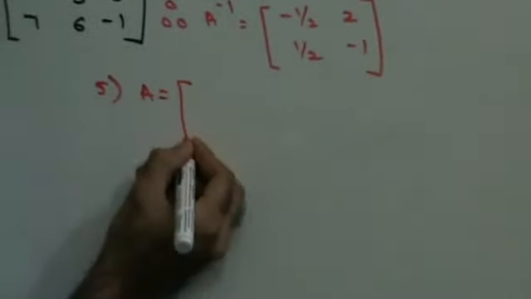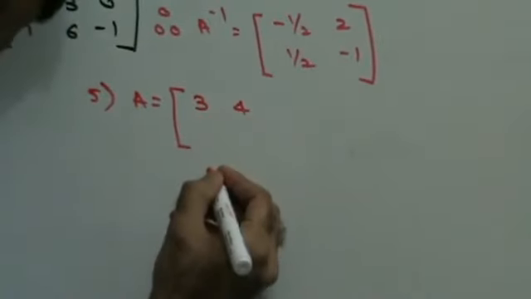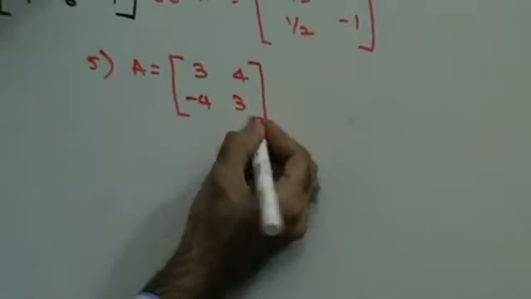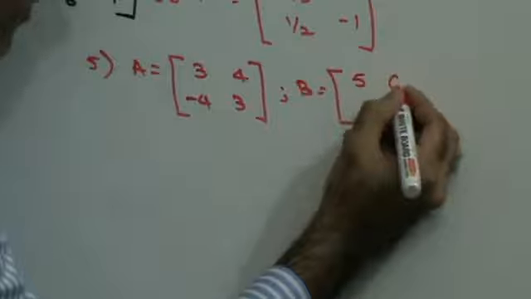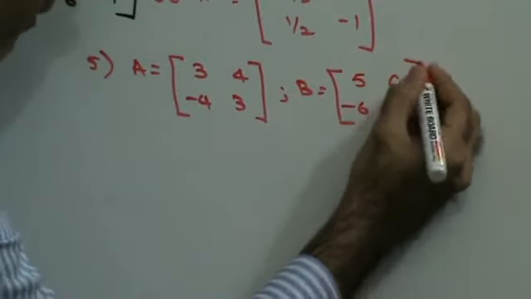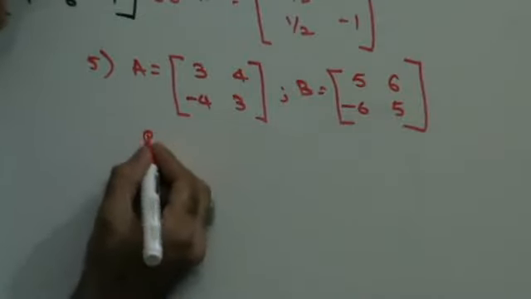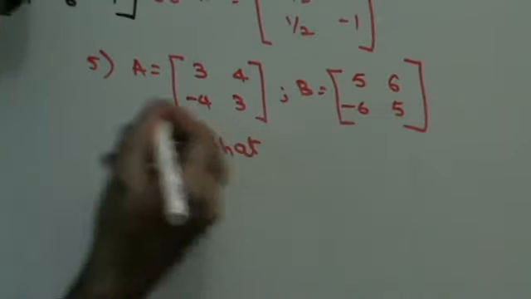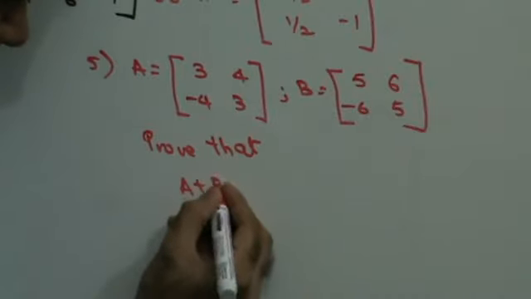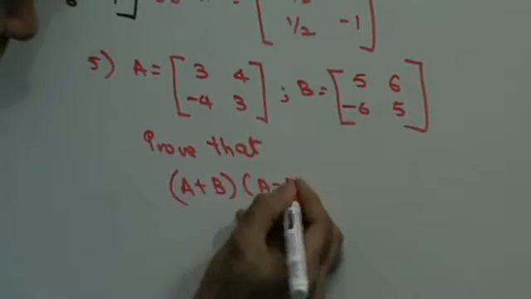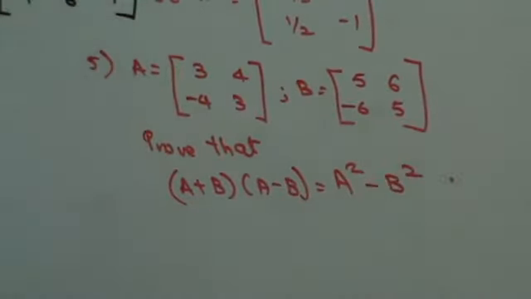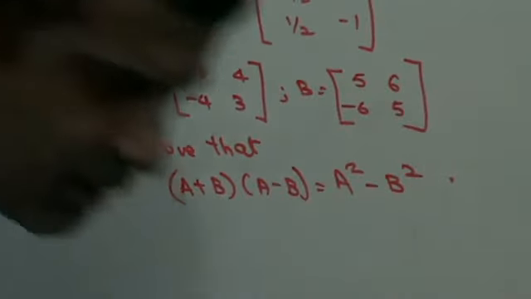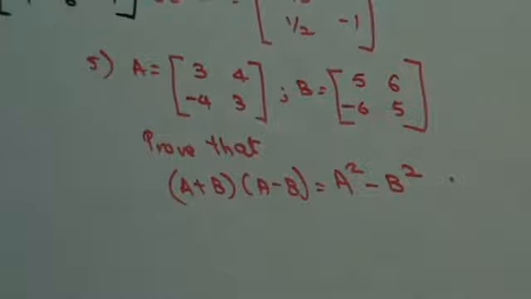A is equal to [3, 4; minus 4, 3] and B is equal to [5, 6; minus 6, 5]. You have to prove that A plus B into A minus B is equal to A square minus B square. Right? Let's see the sum. Now the first thing that I'm going to do, guys, is I'm going to find out AB. How do I find out AB?